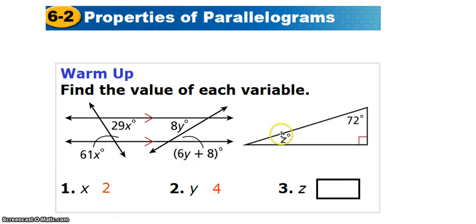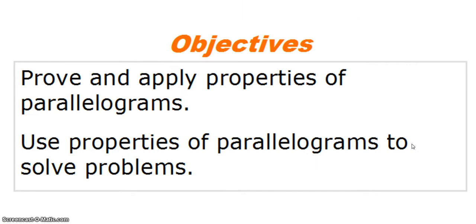Good. And then here we have a triangle. The angle sum theorem tells us that the interior degrees are 180. So when we subtract 90 and 72, z equals 18. Good. So today we're going to prove and apply properties of parallelograms.